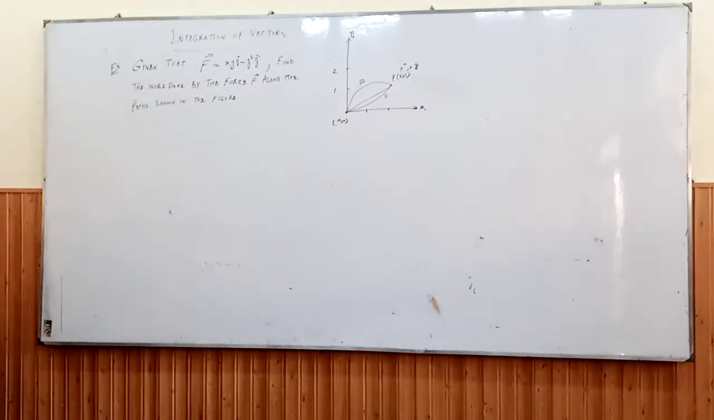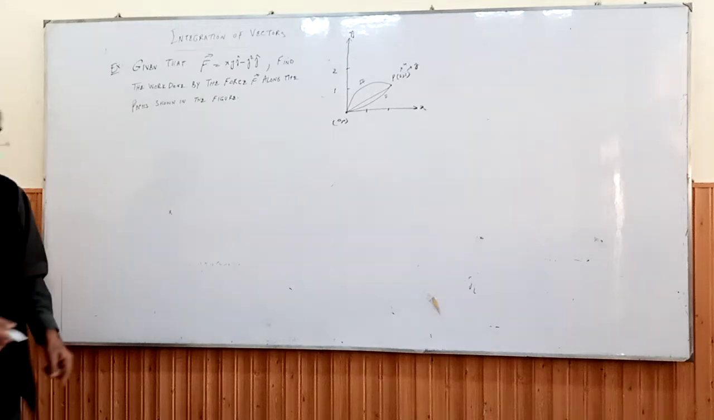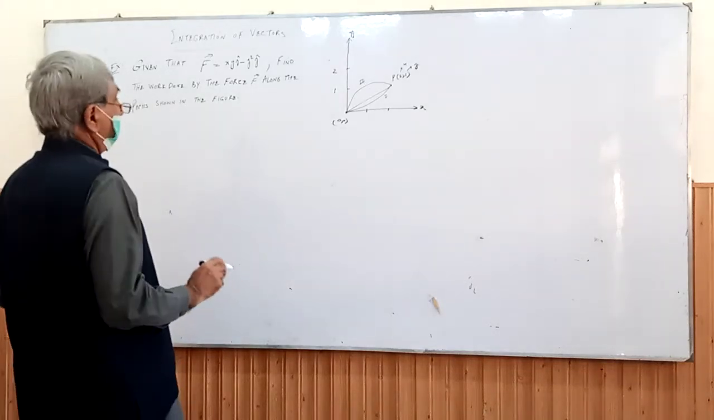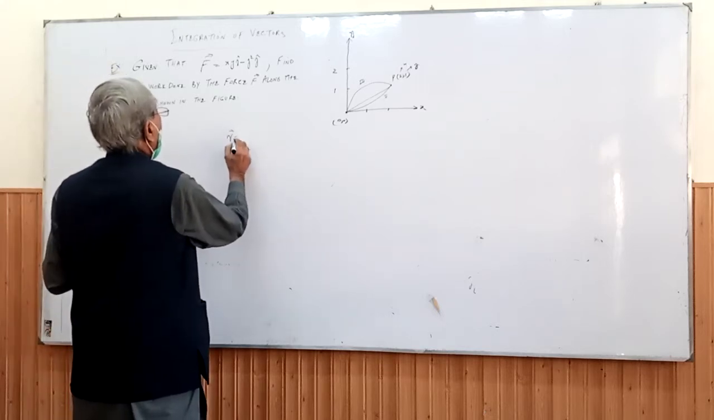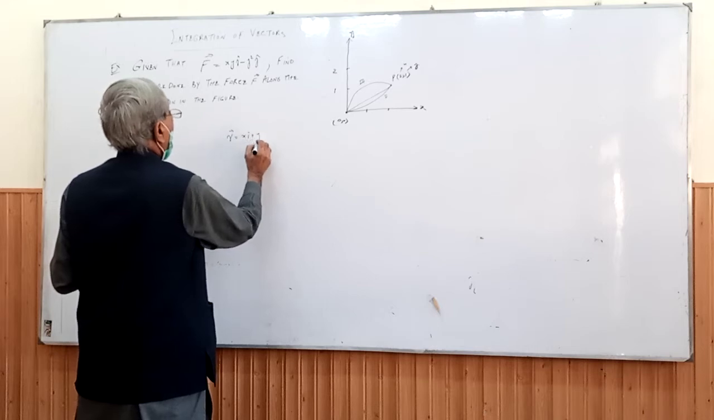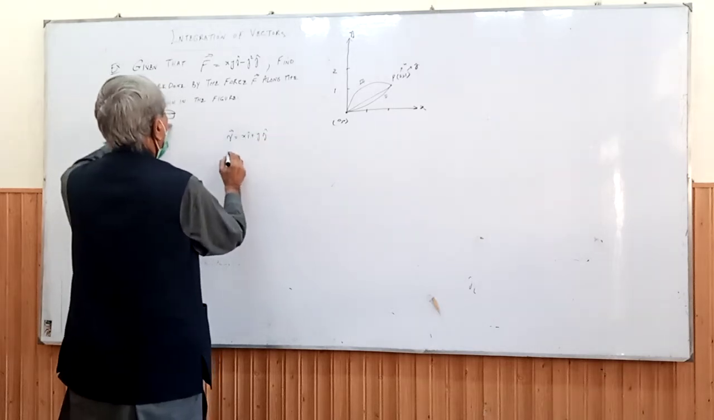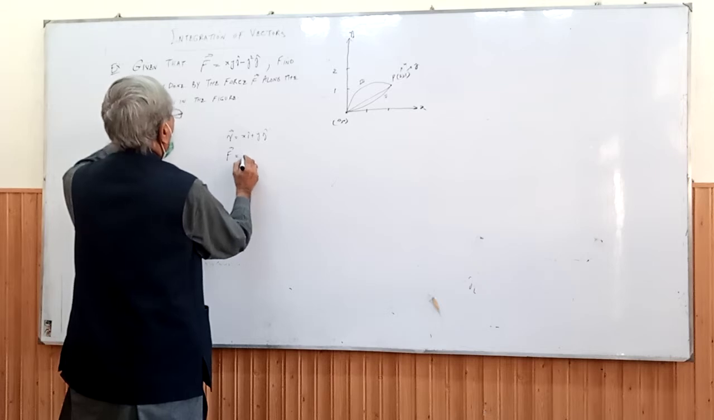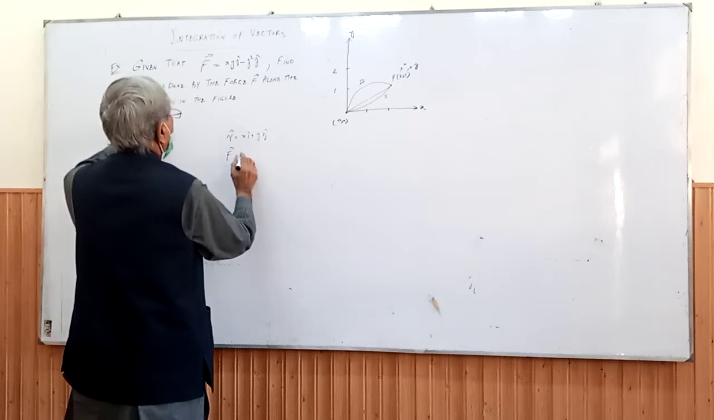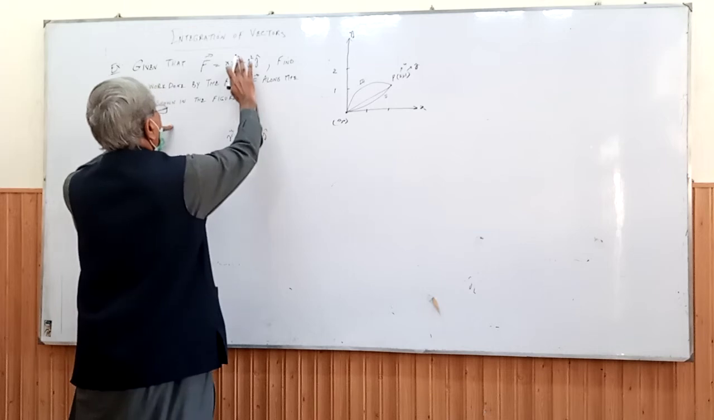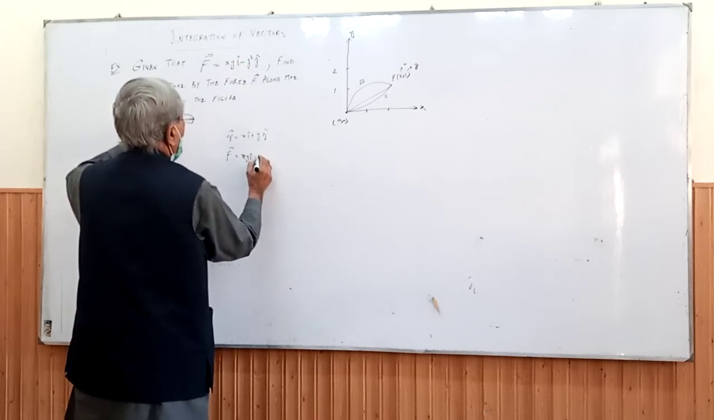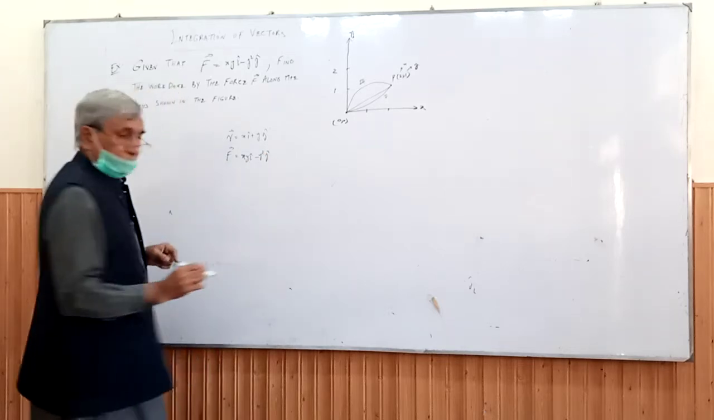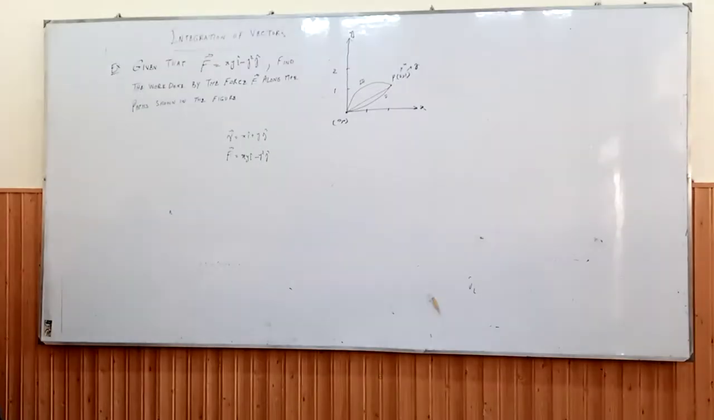So he says, find the work done by this force. Now it is a 2-dimensional figure, so your r will be equal to xi plus yj. Your F is already given: F equals xy i minus y square j. And we need the integral of F dot dr.